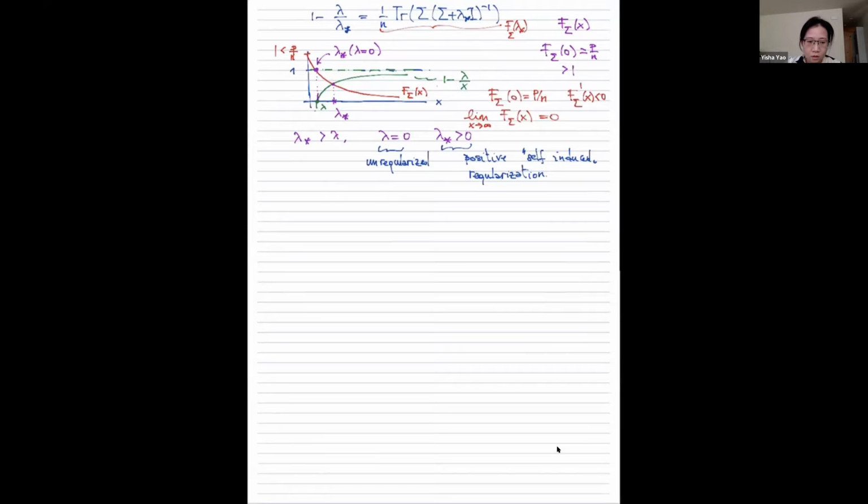Good that everybody follows. Okay, so this is a very nice equation. In the next 10 minutes, I want to basically discuss two simple examples. Example number one: let's take the simplest possible example, sigma equal to identity, so independent covariates. So this is very simple.